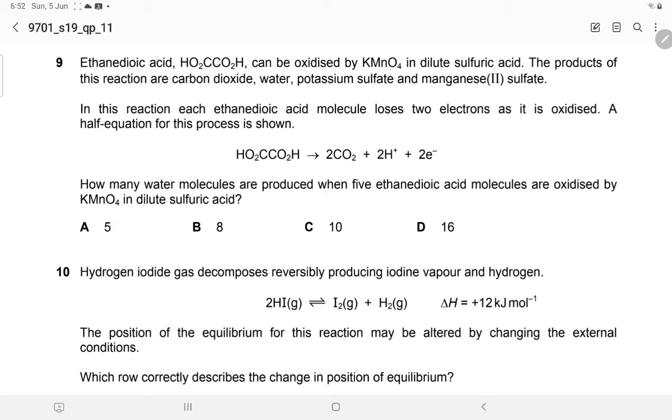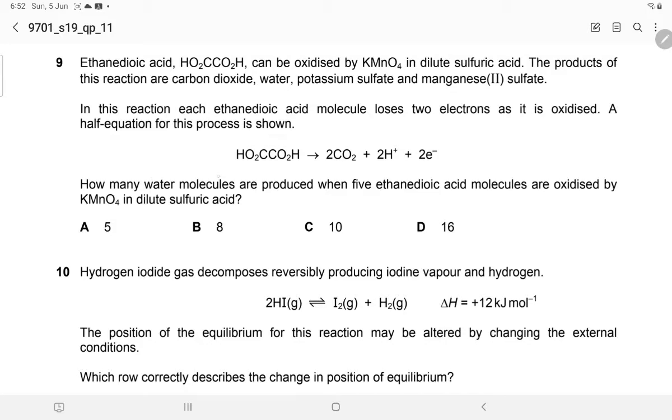Ethanedioic acid can be oxidized by KMnO4 in dilute sulfuric acid. The products of this reaction are carbon dioxide, water, potassium sulfate and manganese sulfate. In this reaction, each ethanedioic acid molecule loses 2 electrons as it is oxidized. A half equation for this process is shown.